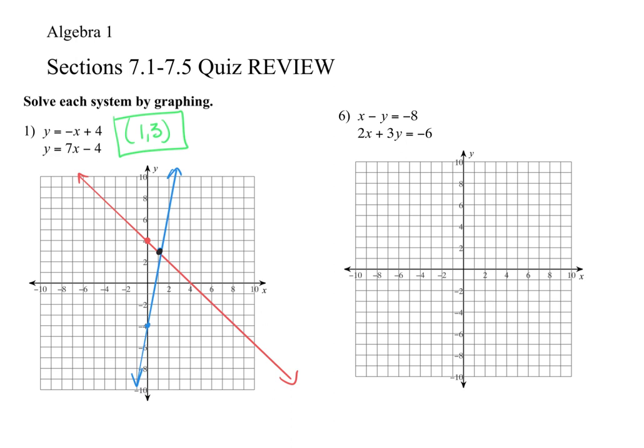So in slope-intercept form, I would move my x over, and then I would divide everything by that -1. So if you move your x over, it looks like this. And then if you divide by -1, you have y equals x plus 8. On that second one, I'm going to move my 2x over. And then I'm going to divide by that 3. So y equals -2/3 x minus 2. So I have those two. All right. And then I'm going to graph them.